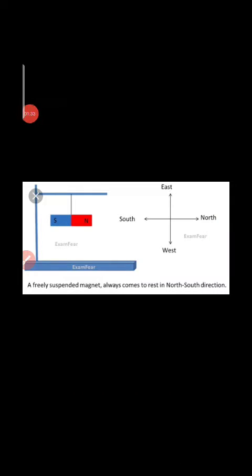Next is, what are the properties of a magnet? Here we can say that a freely suspended magnet. This is a magnet that is suspended with the help of a thread to a pole. A freely suspended magnet always lies in north and south direction. This is the first property of a magnet.